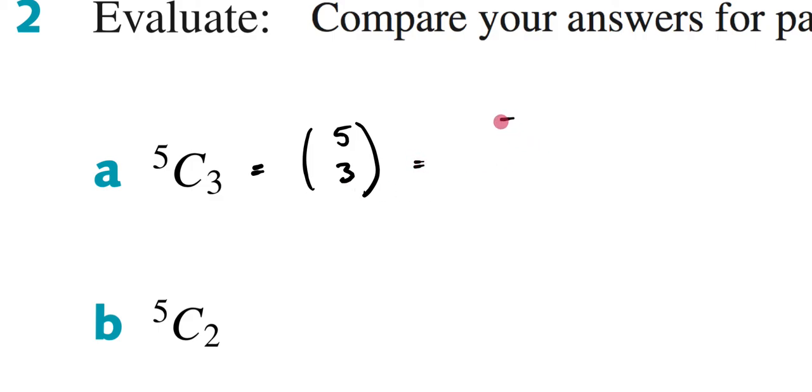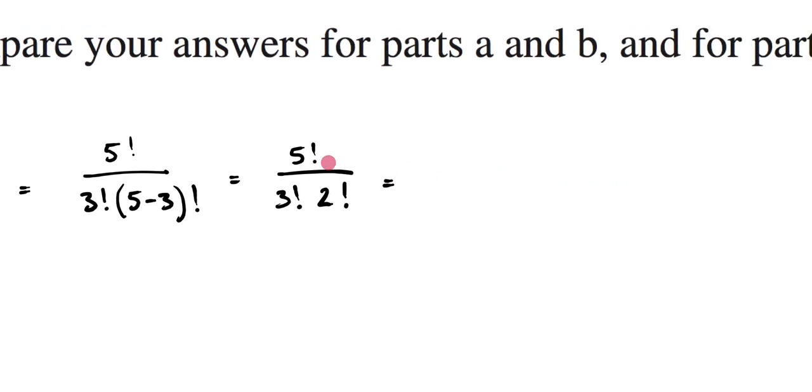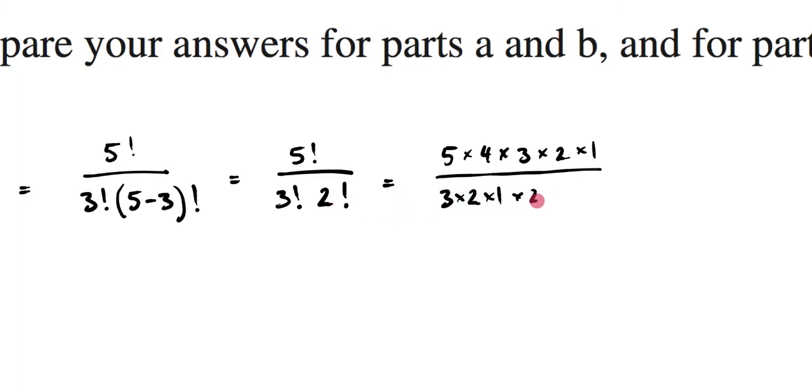And we know that that means 5 factorial over 3 factorial, then 5 minus 3 factorial. So then I could rewrite this yet again as 5 factorial over 3 factorial, and then 5 minus 3, that's 2 factorial. Then I am going to write this out again. 5 factorial is 5 times 4 times 3 times 2 times 1. And 3 factorial is 3 times 2 times 1. 2 factorial is 2 times 1.